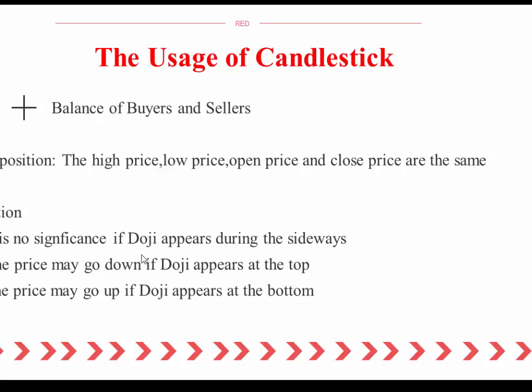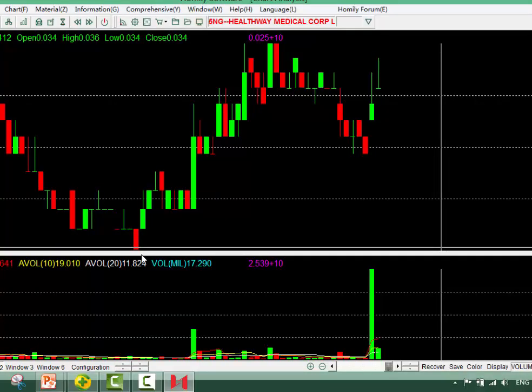So we can see here, this is the low and sellers. So this is the combination: the high price, low price, open price, close price are the same. The position, it is no significant. It's no change here during the sideways. So if you see the Doji appears here during the sideways, it's no significant.